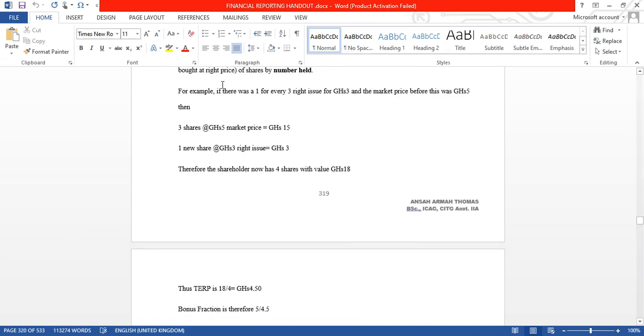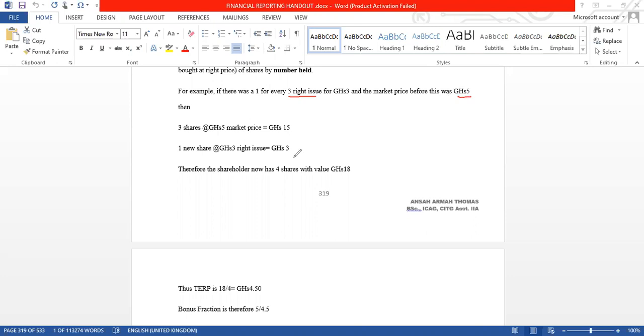All right. So this example says, for example, if there is one for every 3 shares for 3 cedis, and the market price before was 5 cedis, then how do we get our theoretical ex-rights price? So you see, it's 1 for every 4 shares. So it means if you have 3 shares, you have 1 in addition, making 4. All right, you need to understand that. And you have the market price before to be 5 cedis.